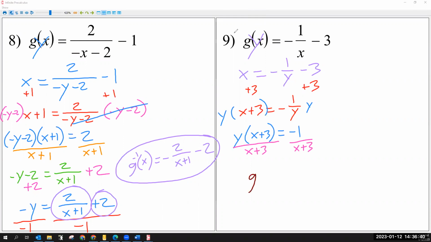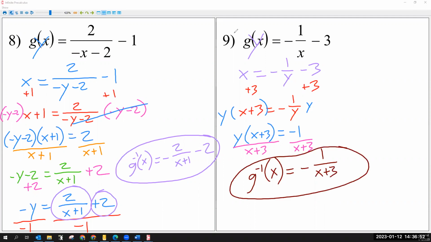So g negative 1 of x equals, I can put the negative up top or negative out front, doesn't matter, over x plus 3. All right, so that's how we do the equation ones. Now the rest of these are graphs. So let's look at the graphs.